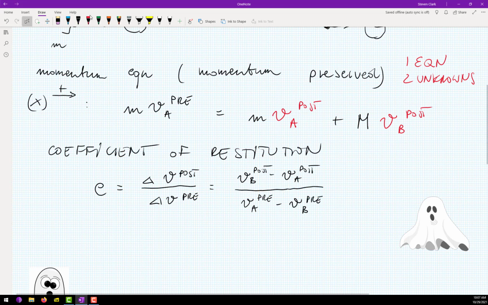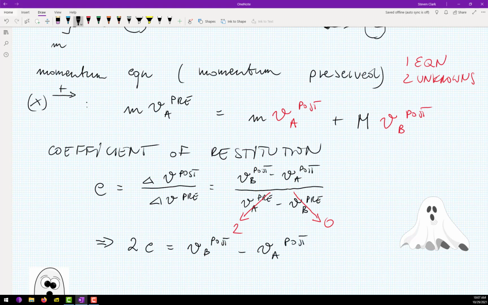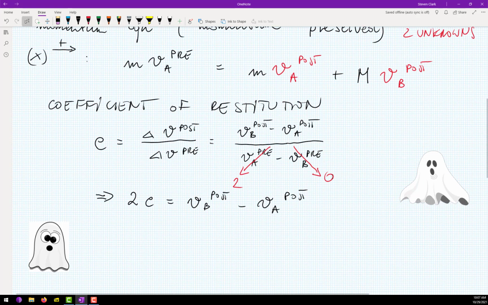If I remember correctly, this die was at rest, so this is 0. And this die had 2 meters per second, so this will be 2. All right, so we will end up with 2E equal to VB post minus VA post. Great, we found our second equation.